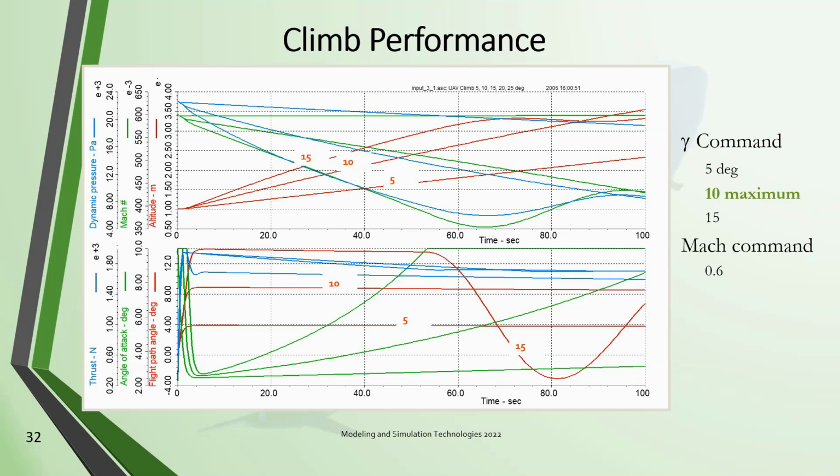So what is happening? 15 degrees is just not achievable with this gamma autopilot. So we say yes, indeed, 10 degrees flight path angle is all that this UAV can accomplish.